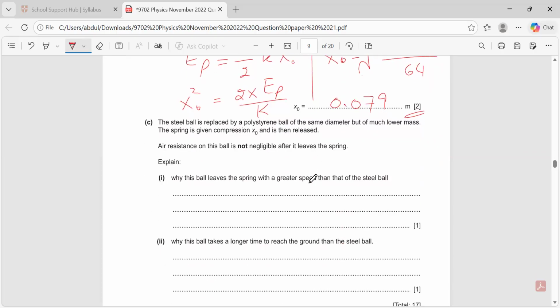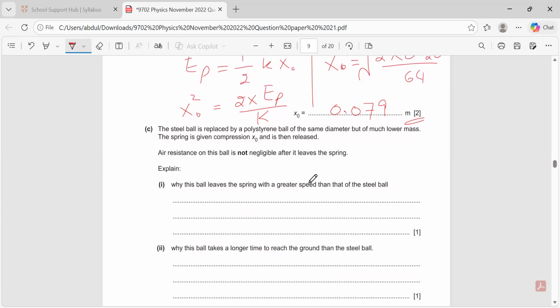Now, oh my goodness, still this question, a 17 marks question. Now, the steel ball is replaced by a polystyrene ball of the same diameter. Diameter is the same, but mass is lower. The spring is given the same compression x naught, so compression is also the same, and then it is released. Air resistance on this ball is not negligible now. Before, the air resistance was negligible, now it's not negligible. So after it leaves the spring, explain why the ball leaves the spring with a greater speed than that of the steel ball. Why is it leaving now with a greater speed than that of the steel ball?